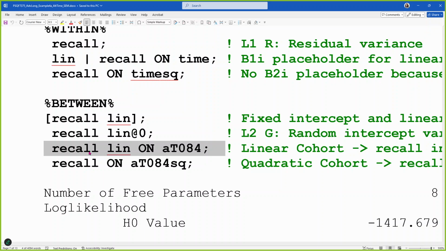Because recall is the name of the column in the data set, but that's not what it means in this context. Any guesses? When you see the name of your variable in the between level, that's a random intercept. So this is the main effect of cohort on the intercept. So that would be gamma 01, I believe. And likewise, the main effect of age squared at baseline on the intercept is right here.